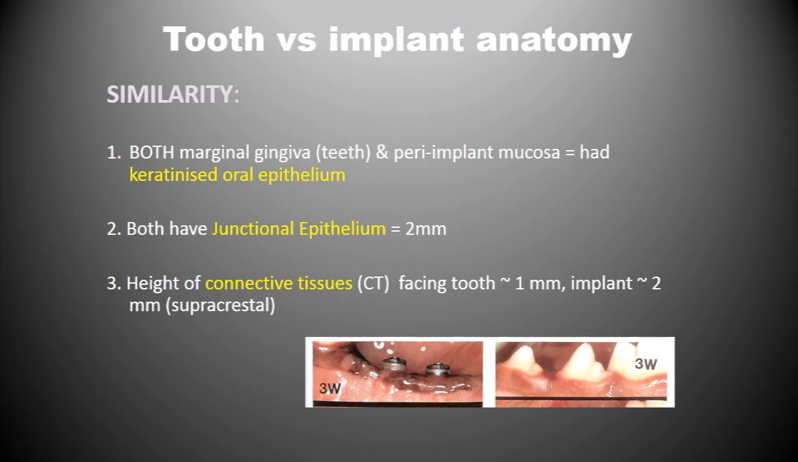In terms of the similarities between tooth and implant anatomy, both the marginal gingiva of the teeth and the peri-implant mucosa are lined by keratinized oral epithelium. They both have junctional epithelium measuring 2 mm, and the height of the supracrestal connective tissue facing the tooth is approximately 1 mm and approximately 2 mm facing the implants.